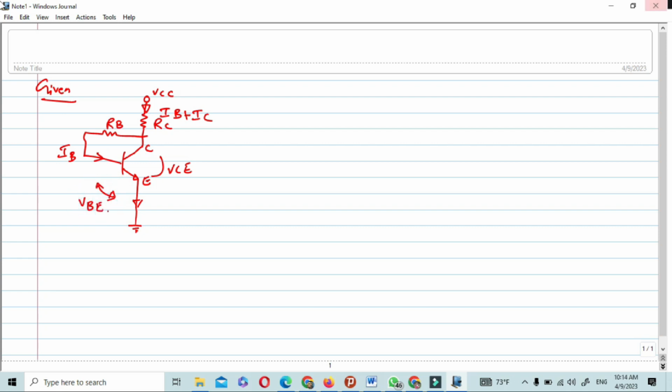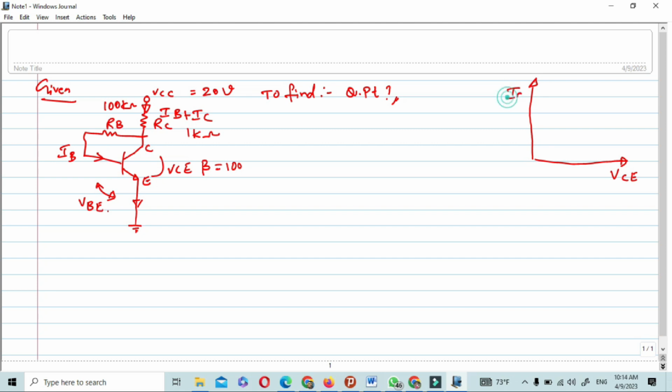So what they are going to ask is, all the data are given already: 20 volt, RC equal to 1 kilo ohm, RB equal to 100 kilo ohms, and beta also given, beta equal to 100. They ask us to find the operating point, the Q point. This is the given question. As per our output characteristics, everyone knows there are two parameters we need to find from the output section, VCE and IC. That means we need to find two sets of data.